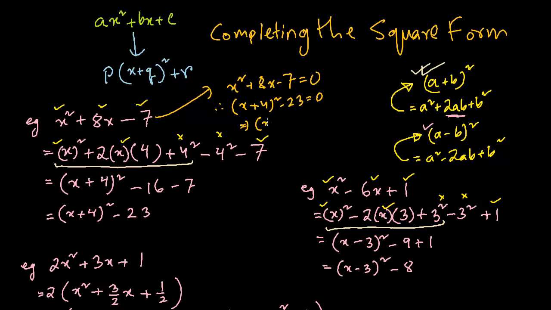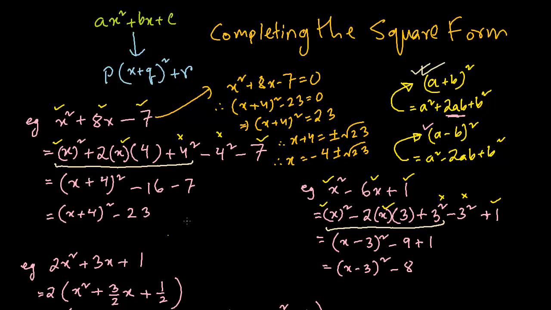Then in the next line we can write (x + 4)² = 23. Therefore x + 4 = ±√23, if the square goes to the other side. And hence finally we can write x = -4 ± √23. That means we can use the completing the square format and find the root of that equation.